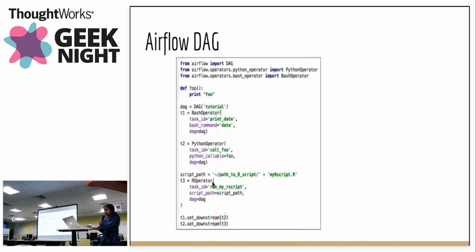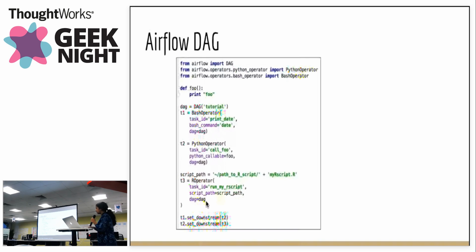And this here is an R operator, which we had created because we wanted to run an R script. We could have done that using a bash operator also, but we wanted to pass some R environment variables to that. So that is why we created an R operator. What we pass to it is the path to the R script which we want to run.